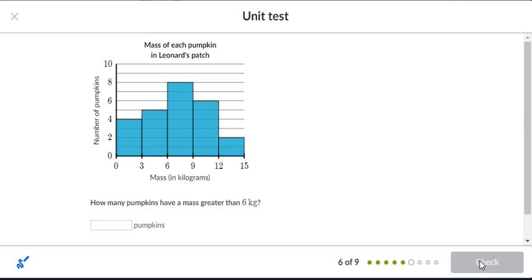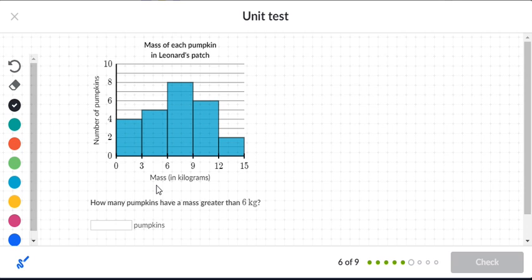Okay, so now we want to look at this, which is actually a histogram because again it's ranges on the bottom, from 0 to 3, 3 to 6, 9 to 12, 15, and so forth. How many pumpkins have a mass greater than 6 kilometers? Or not kilometers, but kilograms. So what you want to do is make sure that you know that the mass is the bottom here. We don't want to be content with the number of pumpkins; it's the mass because we use the word mass here. So this is 6, so we want everything that's more than 6. So we want to go in this kind of direction.